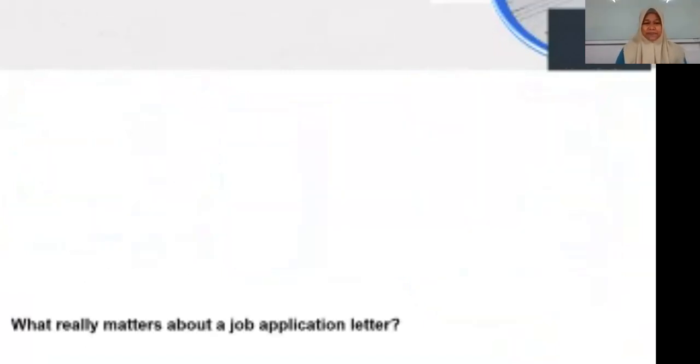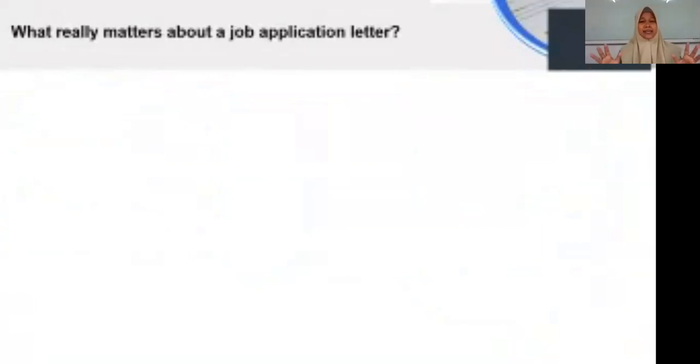Next, this is the next part of our presentation today. What really matters about a job application letter? So guys, in this part, we are going to discuss the things that we need to underline when we want to make a job application letter. And this is very important because it can help you make a good job application letter next time. Yeah, so pay attention. Let's see.